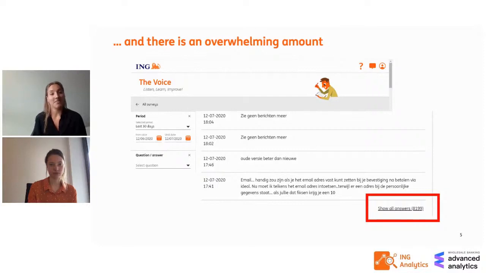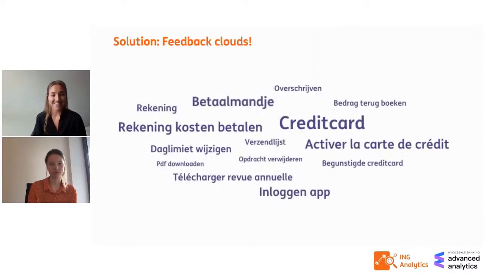And there we come to our solution. Feedback clouds. So what's a feedback cloud? A feedback cloud is very similar to a word cloud, in the sense that the bigger the item in the word cloud, the more underlying feedback is in that item. So let's take the word cloud that we see here on the slide. When it's about credit cards, there must be an issue with credit cards at the moment.